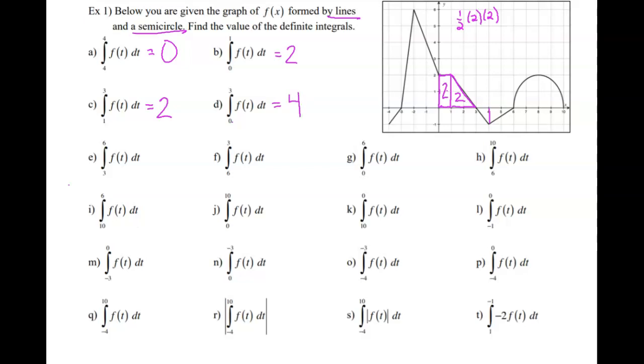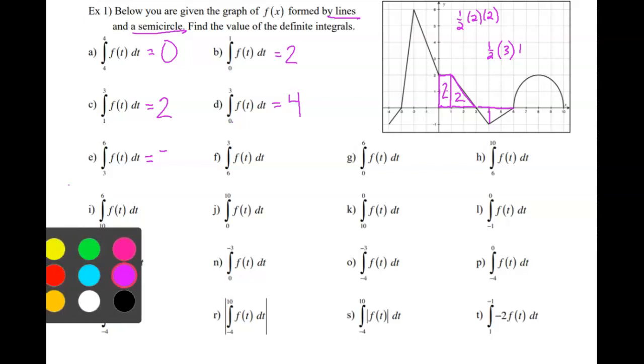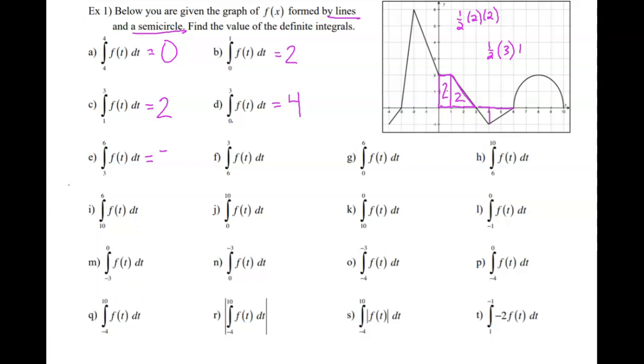On part E, we want to go from 3 to 6. And so notice our area is under the x-axis. So I automatically know it's going to be a negative value. And it's one triangle. I can do it all together. So 1/2, the base is 1, 2, 3, times the height is 1. So I get 1.5, and it's under, so I'm going to write negative 1.5. Trying to make sure I can read that. So negative 1.5.